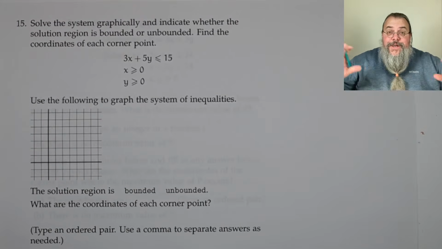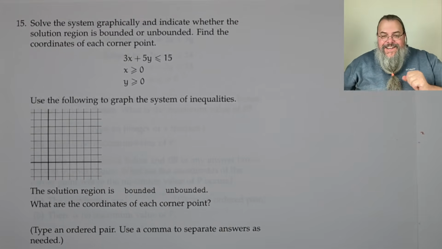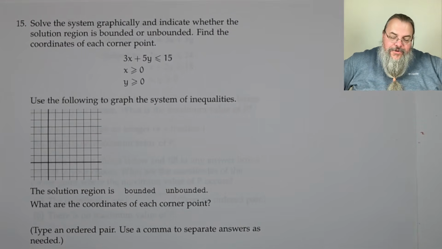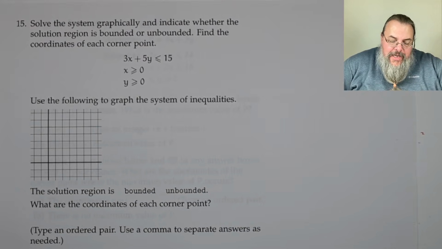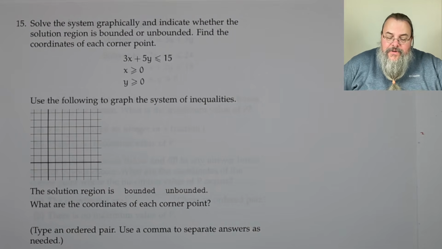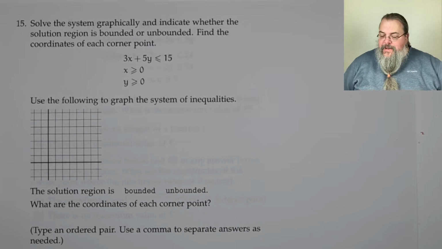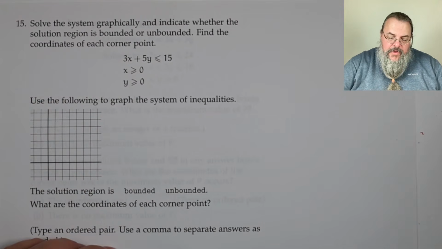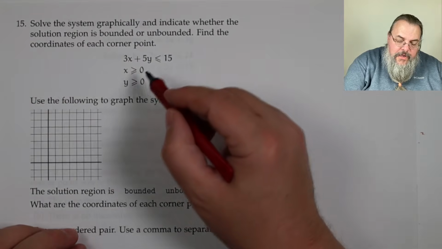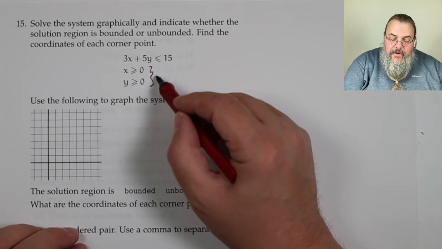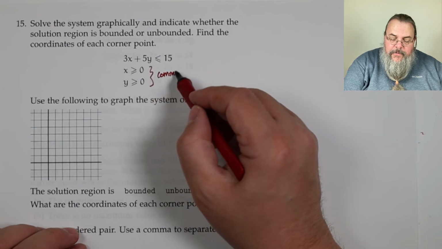On to number 15. The end is near. Solve the system graphically and indicate whether the solution region is bounded or unbounded. Find the coordinates of each corner point. All right, so we have the following. We want to graph the inequalities. So let's start with the easy two. These are very common. So make sure you account for them.